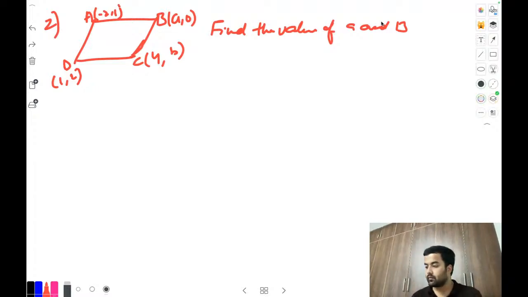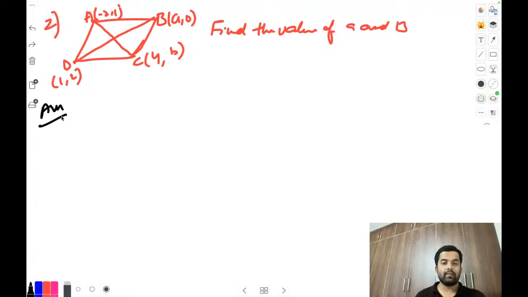Anyone will try this? You can apply, see here, don't go for finding the distance formula, okay? Apply the section formula or midpoint, anything. Find the midpoint of BD, then find the midpoint of AC, and then compare. So for the answer part, we will try like this.